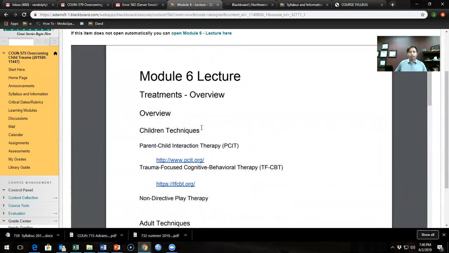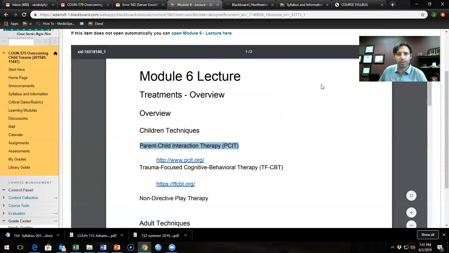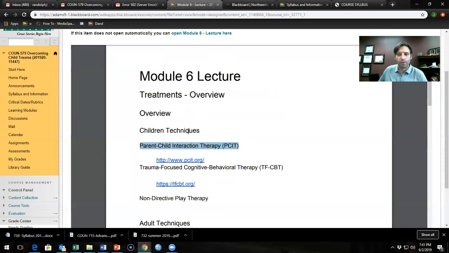So we'll talk about parent-child interaction therapy. That is next up for us, next module. Parent-child interaction therapy is really made for, and this is important, kids 6 and younger. So if you're trying to pick out a treatment approach for a teenager, no, parent-child interaction therapy, PCIT, is not appropriate.